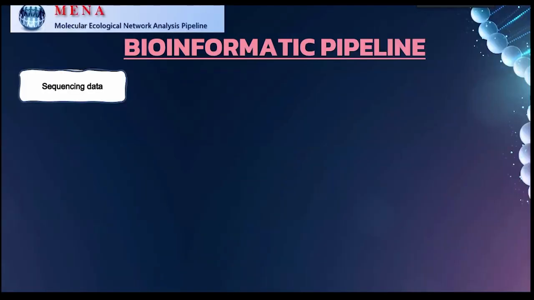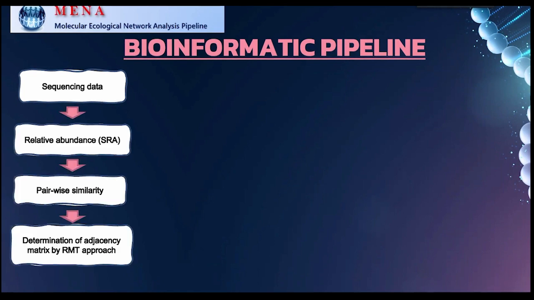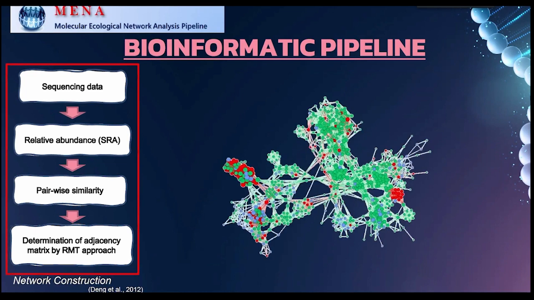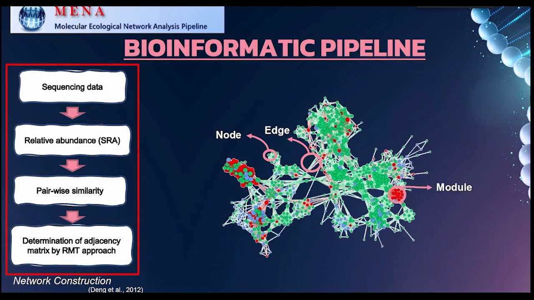In addition, of course, probably you will want to study the relationship between those microorganisms in your samples, and maybe you can use the MENA algorithm. This algorithm can construct a full network based on your sequencing data. In the network, you can find, for example, the nodes. The nodes are each microorganism in your sample. The edge is the relationship between two microorganisms, and the module. The module is a group of microorganisms.